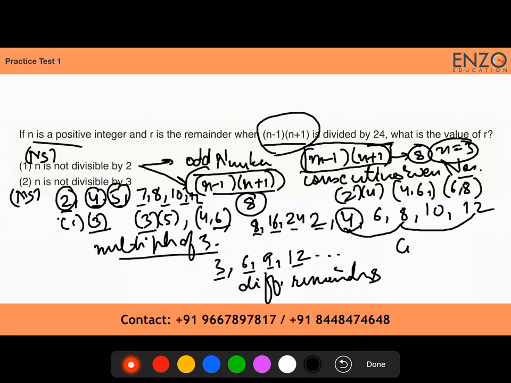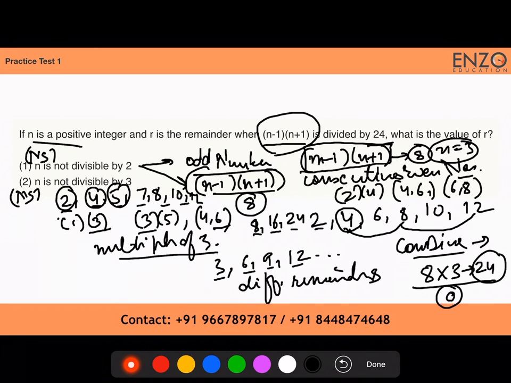If I combine the two, first statement says it is a multiple of 8, second statement says it is a multiple of 3. So, the whole thing, if we take the two statements together, has to be a multiple of 24, and the remainder would be 0 always. So, C is our answer. Combination is sufficient.